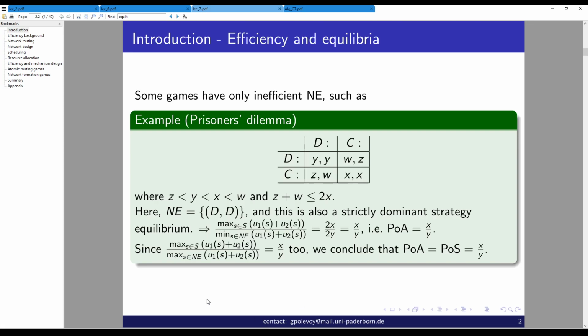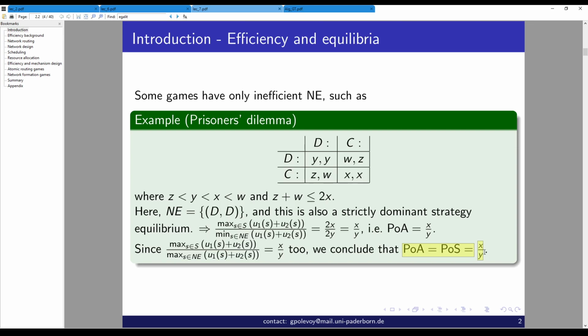In other words, what is the maximum social welfare over the maximum possible social welfare in a Nash equilibrium? It's the same because there is only one equilibrium. So it's also X over Y. And therefore we conclude that price of anarchy is here equal to the price of stability, which is always the case when you have a single equilibrium, and that's X over Y.